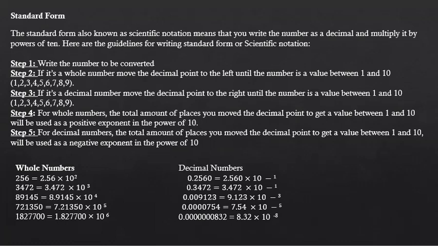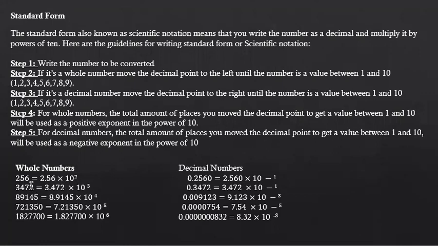So we have whole numbers here. We have 256. The decimal point is here. We move to the left, in this direction towards the 2, and we stop after the 2, so it becomes 2.56. We moved 2 places to the left, so we get 2.56 multiplied by 10 to the power of 2. This is 3,472. The decimal point is at the right of the last 2. We move 1, 2, 3 places to the left, so it becomes 3.472.